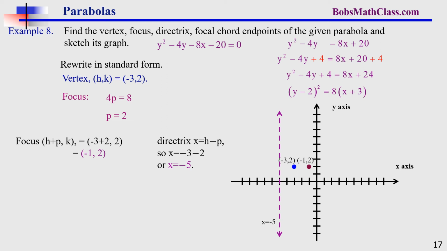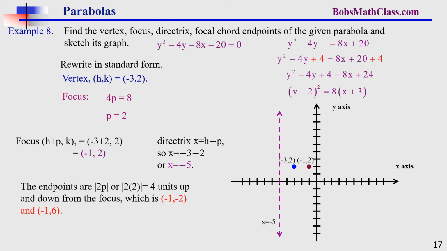So the endpoints, we use that formula 2 times p. So 2 times 2 is 4. So we're going to count 4 up and 4 down from the focus. That should give you -1, -2, and -1, 6. And now we could draw our parabola.